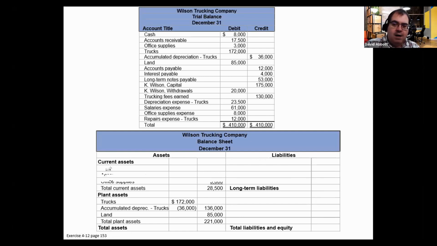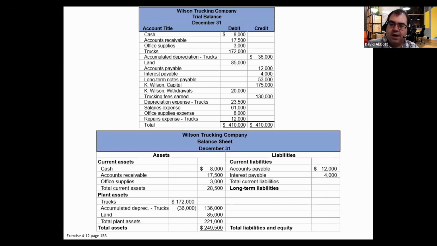And then on their trucks, we can always resell a semi-truck. That's not a problem. But land, obviously, would be a little bit more difficult. That's why we list trucks first and then the land. So total assets then of $249,500. Then we can list our current liabilities: accounts payable of $12,000, interest payable of $4,000, total current liabilities of $16,000. Then we have a long-term note payable of $52,000. So then total liabilities of $69,000.